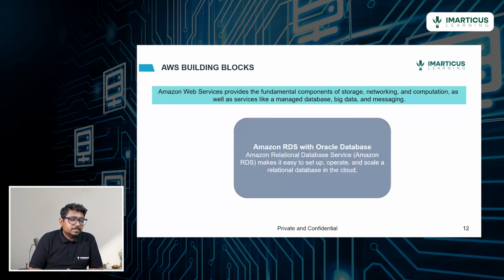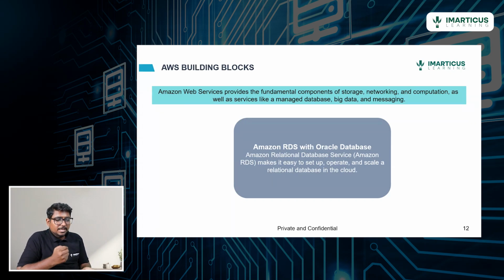Then comes the RDS with Oracle database. So RDS is the Amazon Relational Database Service, similar to SQL. It is very easy to set up, operate and scale a relational database in the cloud. S3 and RDS are not the same thing. S3 is also storage, RDS is also storage, but there is a difference.